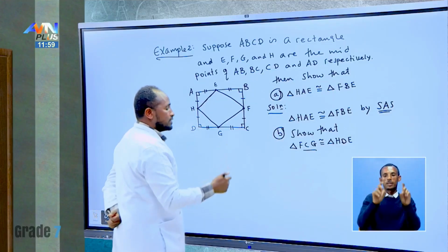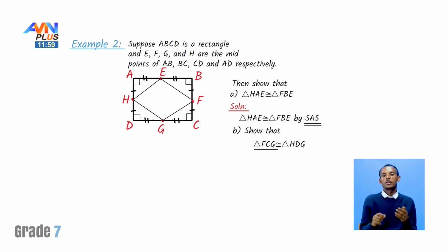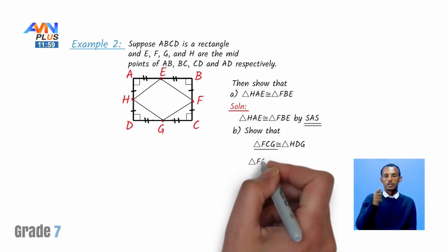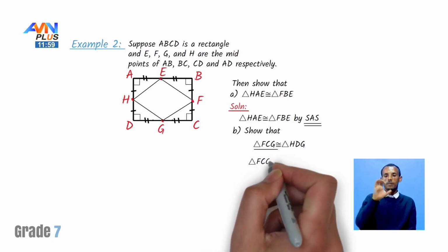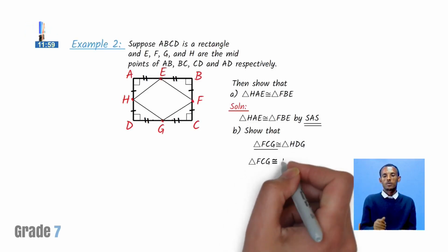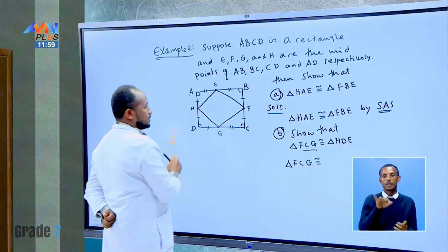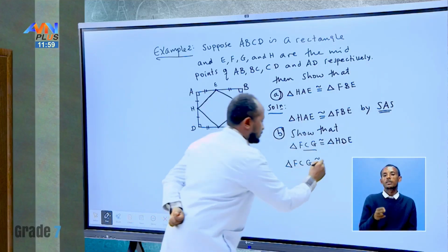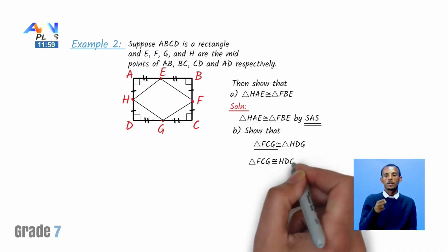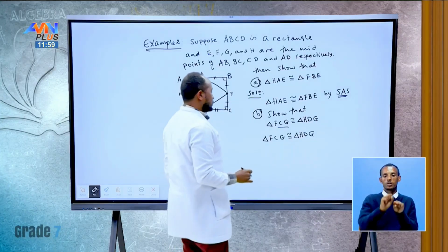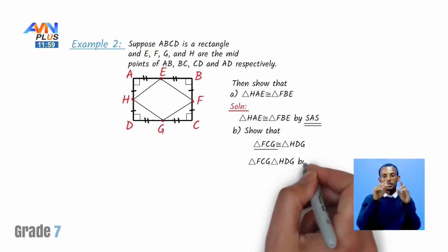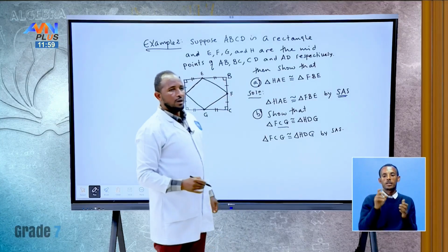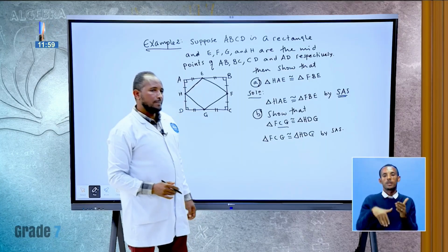So, to write the congruency, order: triangle FCG is congruent to, from this mark to this one, you move in the same order for this. 1, 2, from 1, 2. So triangle HDG. By which congruency test? By side angle side congruency test. So this is it. Now, let's continue to the next example.